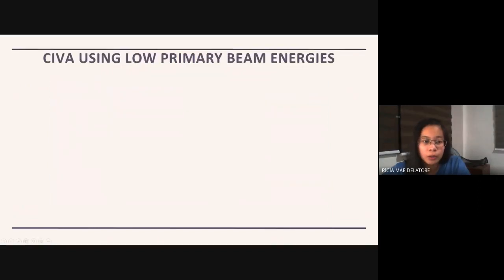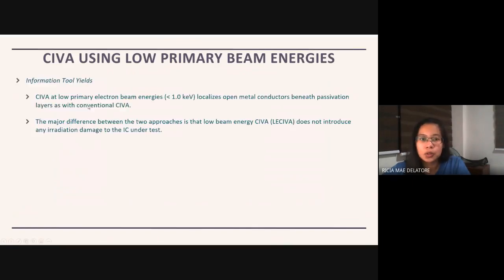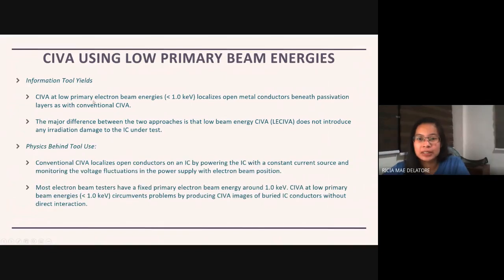So another technique is the SIVA using low primary beam energies. This one is similar to the SIVA previously, but it is operated at low primary beam energies. So it is operated at less than 1 kilo electron volt that localizes open metal conductors beneath the passivation layers with conventional SIVA. So the major difference between the two approaches is that low beam energy SIVA, or also called LEE SIVA, does not introduce any irradiation damage to the IC under test. Since it operates at low beam energies, it does not introduce any irradiation damage.